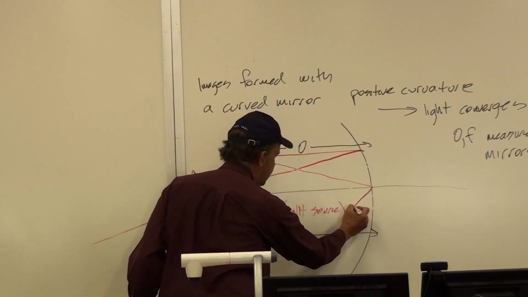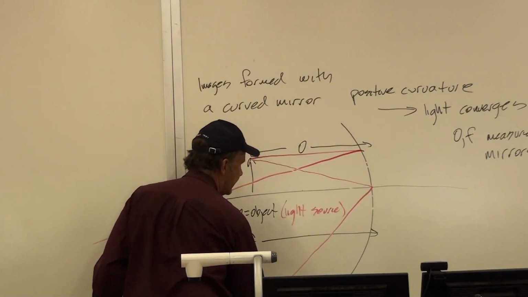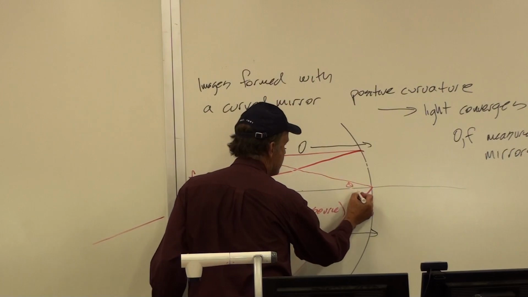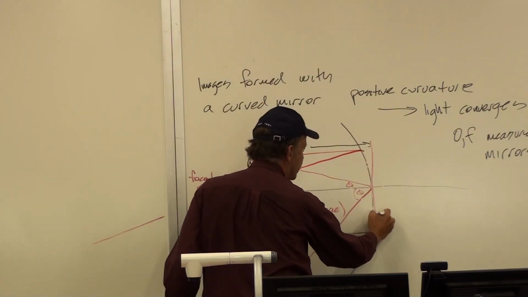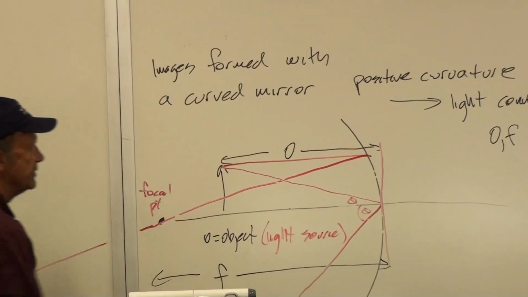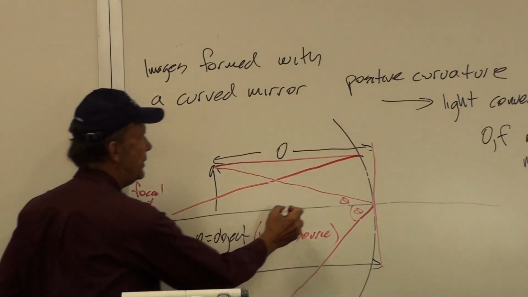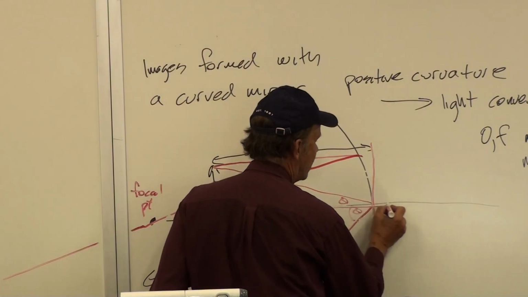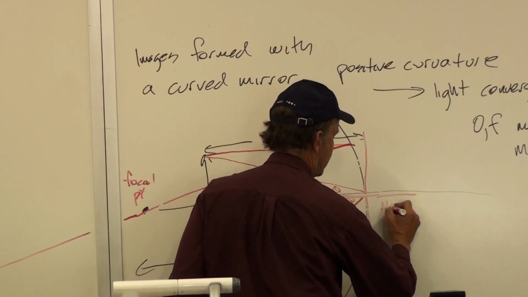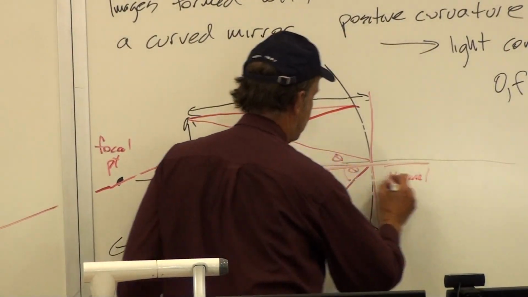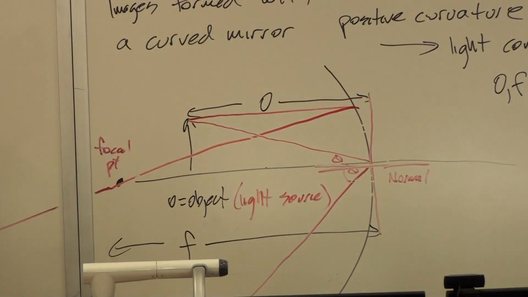Then the second ray that we can draw comes in and hits the middle of the mirror so that the angle of incidence equals the angle of reflection. And we know what the direction of the normal is for this. It's right along the axis. That's what makes this easy to draw, that I can draw it with respect to a well-defined normal at that point. The angle of incidence equals the angle of reflection.